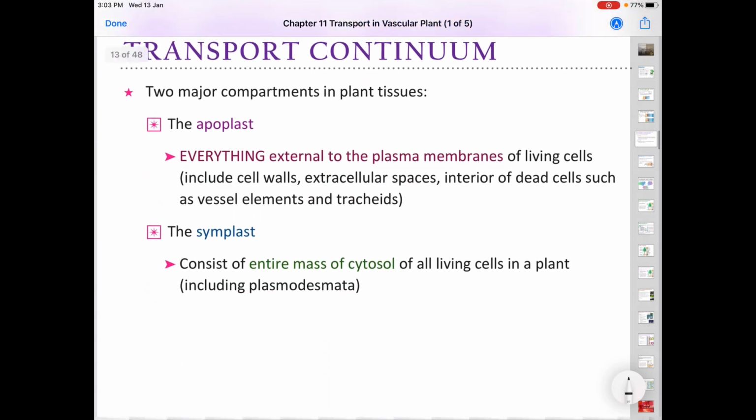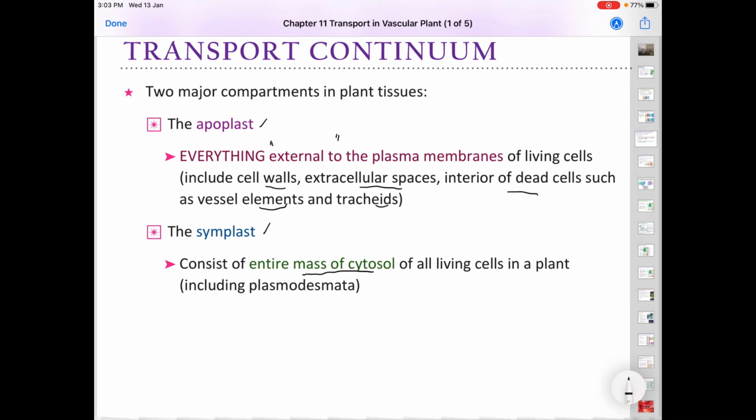The apoplast and symplast transport continue. There are two major compartments in plant tissues, the apoplast and the symplast. The apoplast is everything that is external to the plasma membrane of living cells. This includes the cell wall, extracellular spaces, and the dead cells such as vessel elements and tracheids. So that is the apoplast. The symplast consists of the entire mass of cytosol of living cells in a plant, including the plasmodesmata. So you must remember these two terms.